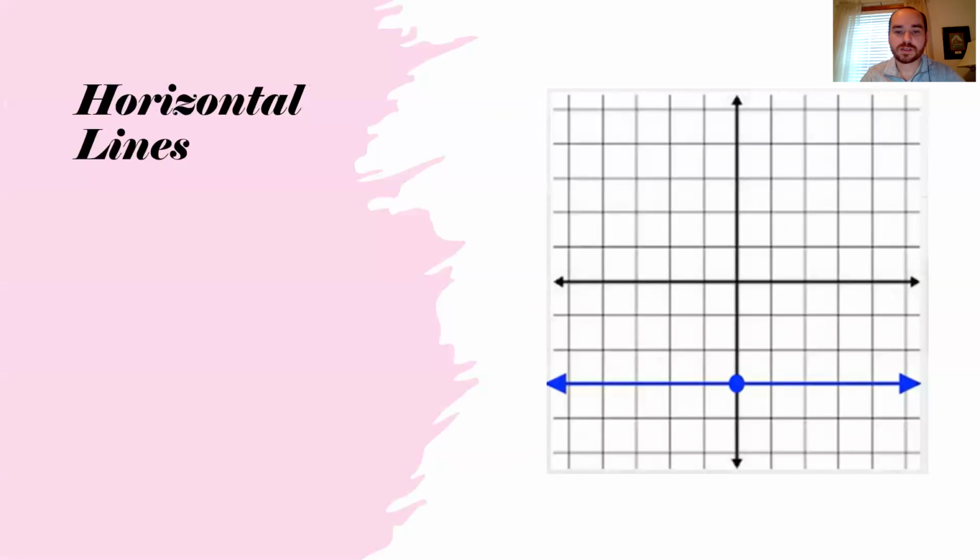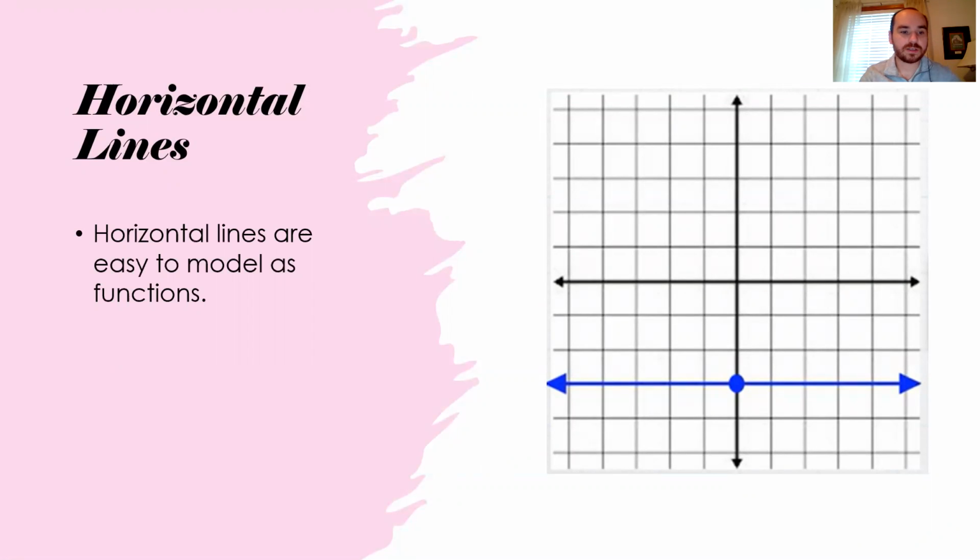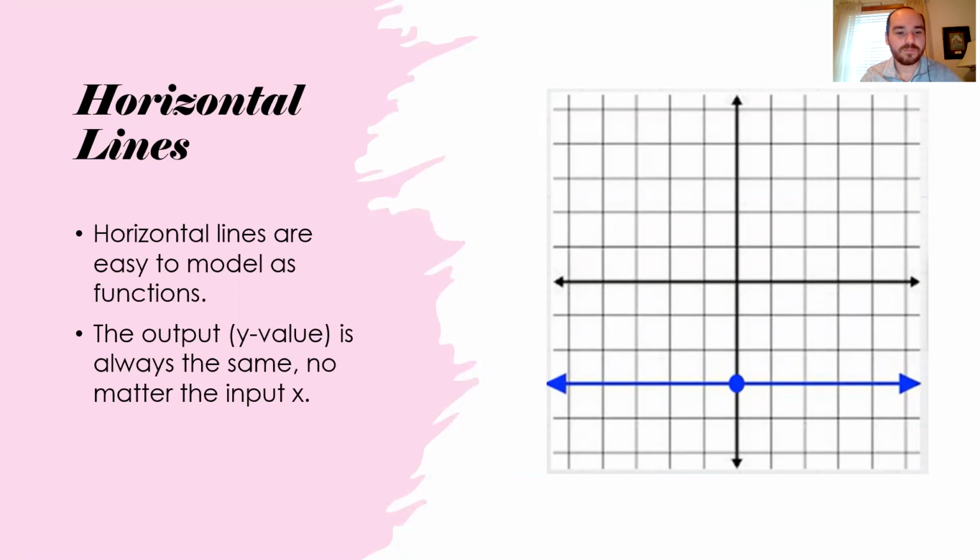Okay. So now we're going to talk about a couple different types of lines. Specifically, we're going to talk about horizontal, vertical, perpendicular, and parallel lines. Horizontal lines are easy to model as functions. The output, the y value, is always the same no matter what the x input is, right? So in this case, y equals -3 at any given point, right?